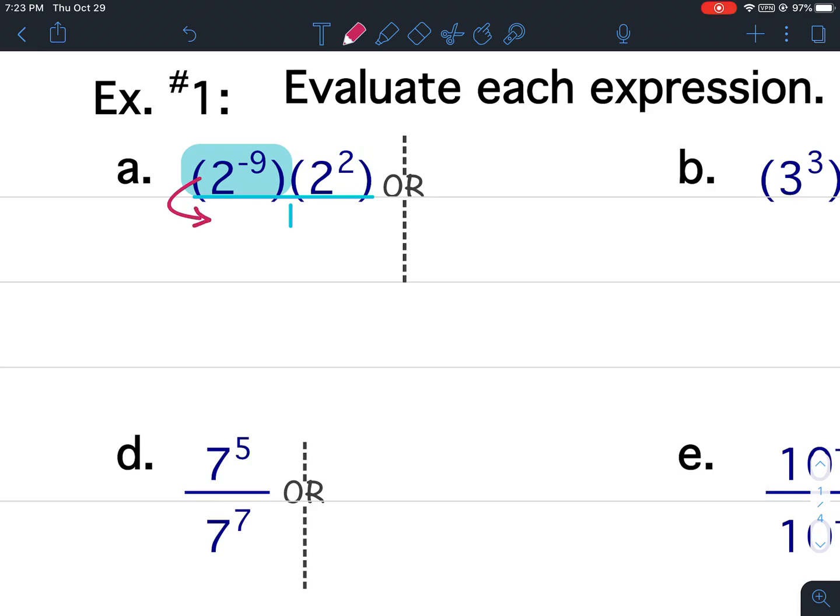So that means I'm going to have 2 to the second, this right here. I'm still going to have that in the numerator. And in the denominator, I'm going to have 2 to the 9th. Now that both exponents are positive, I can divide. It's a division problem, I can divide.